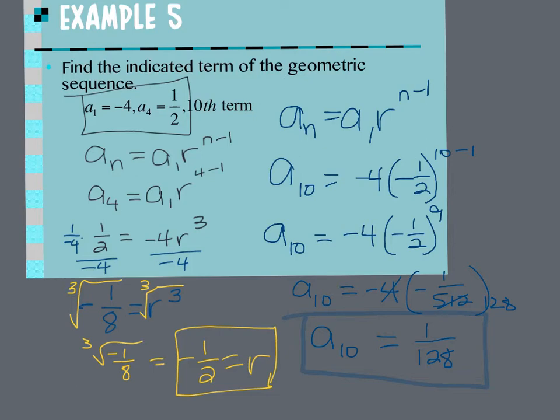So you have to use the information that they give you to find what R is, and then establish your a sub n function, and then plug in the information and look for what you're looking for. Sarah, how is the 1 over 5/12? Because it's to the 9th power. So a negative times a negative times a negative, an odd number of times, is going to result in a negative.